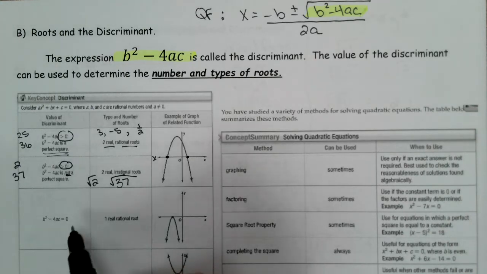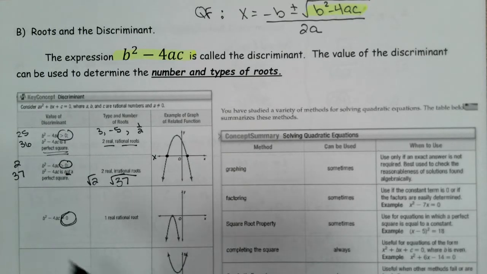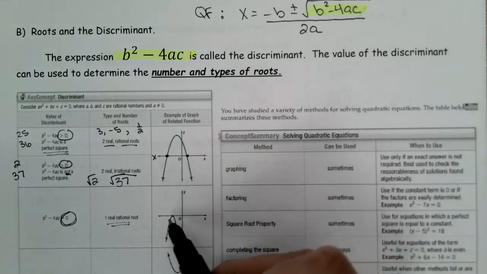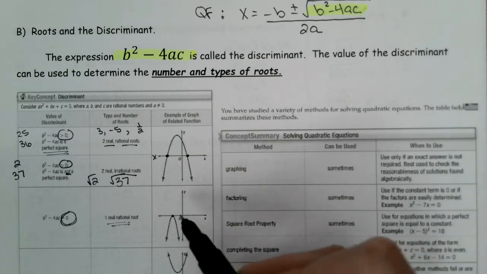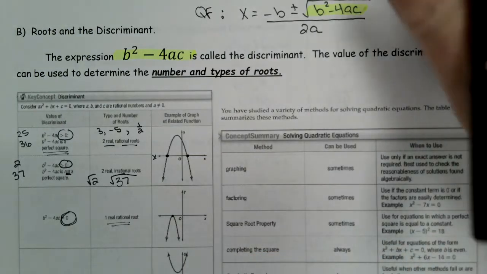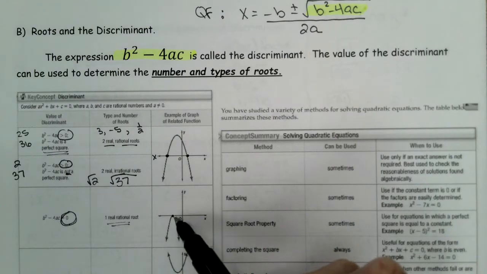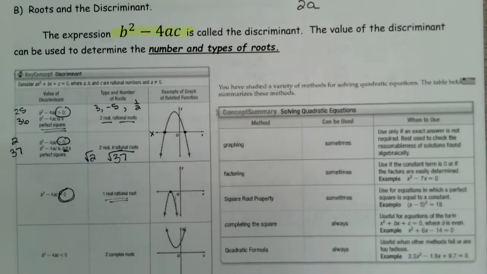The next scenario is that it equals 0. If your discriminant equals 0, you get one real rational root. That means it just touches the x-axis at one place. It doesn't cross it. It just goes up, touches it, and turns back around.